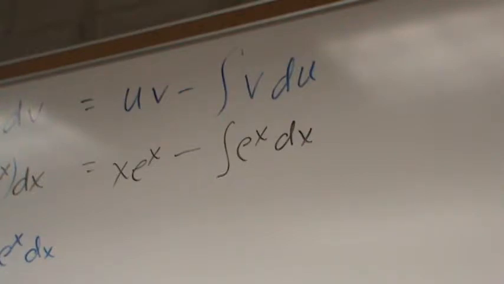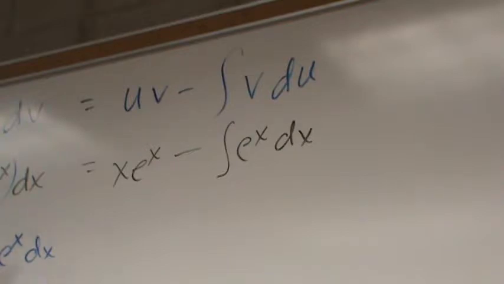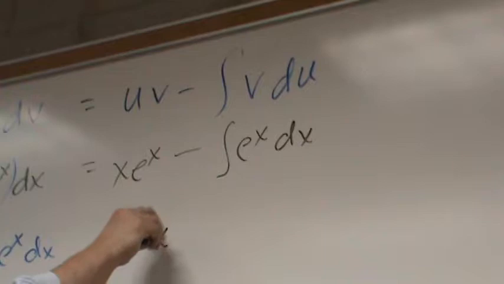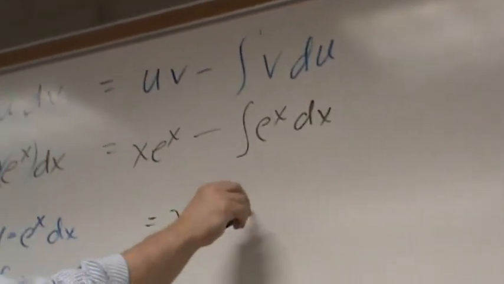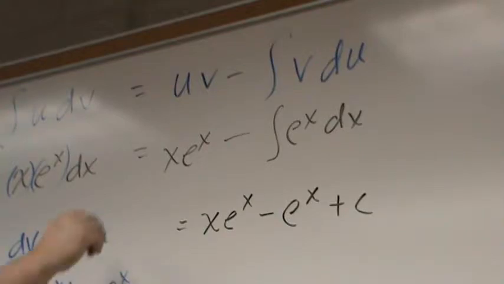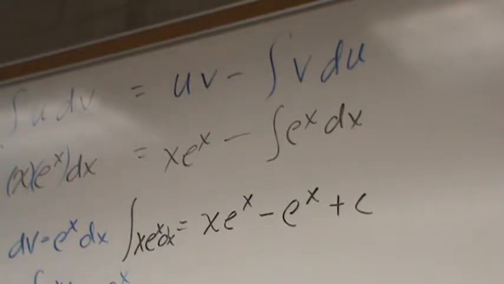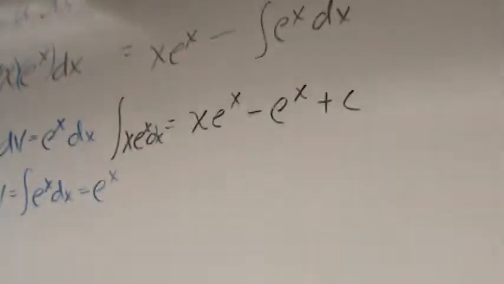And now I have an integral I can take. I didn't know what the integral of x e to the x is, but I know what the integral of e to the x is. It's e to the x. So I get my final answer, x e to the x minus e to the x plus c. And that's what the integral of x e to the x is. That's integration by parts.